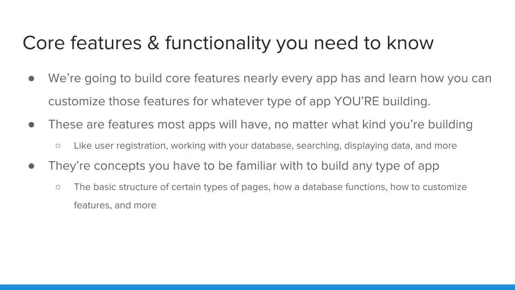These are features that most apps will have. Some examples that we're going to go through are user registration, signing people up, working with your database, so knowing how to save things to your application, how to edit them, and how to search your database. For example, like the example with Etsy, if I wanted to find a very specific type of product, I can use a search bar to type in a keyword and then have the page show me relevant results from my database.